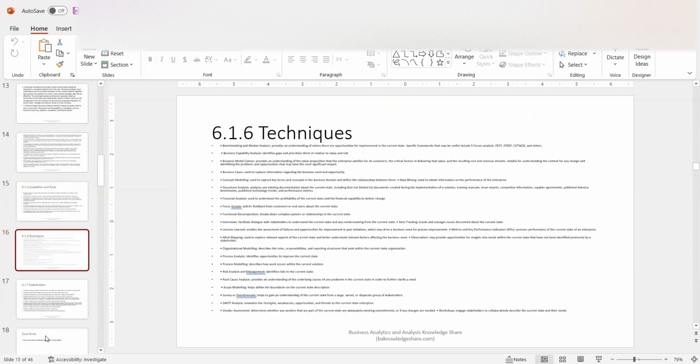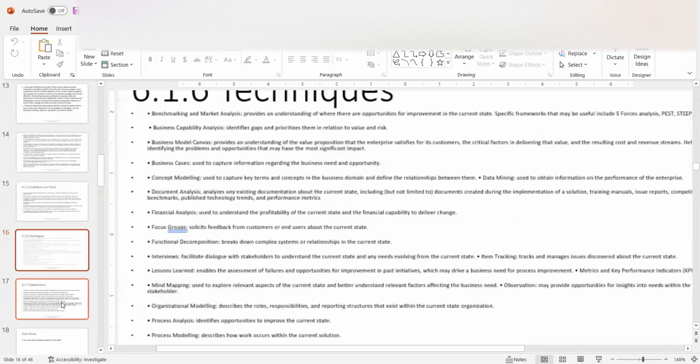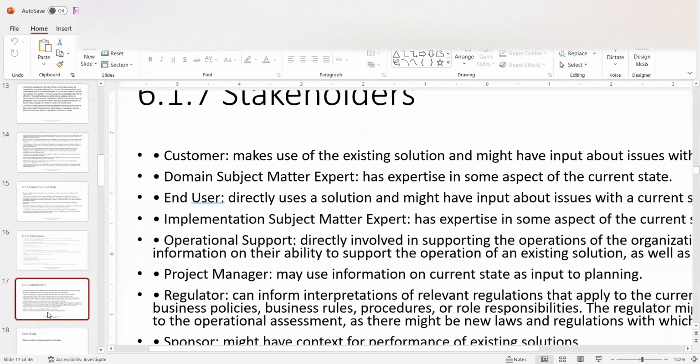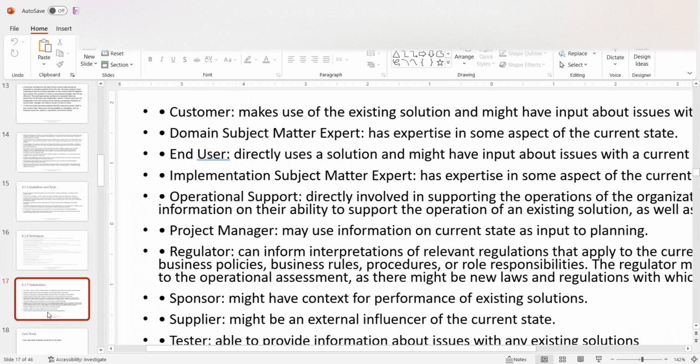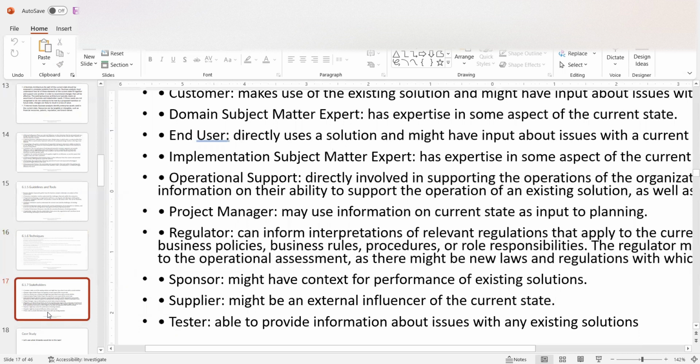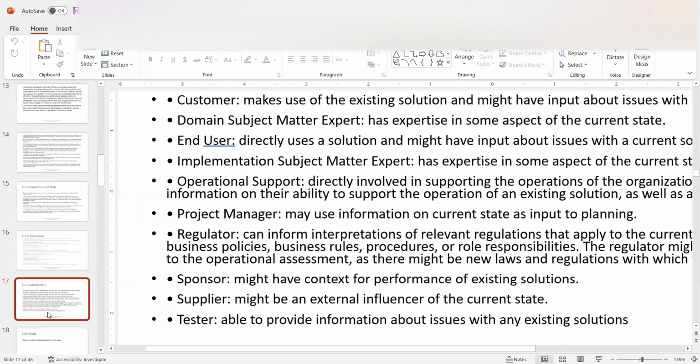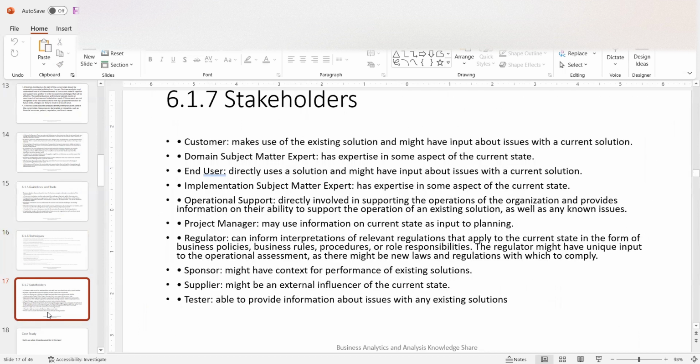She also considers various techniques like benchmarking, business capability analysis, business model canvas, and she also leverages many stakeholders here in that she interviews customers, domain subject matter experts, end users, implementation SMEs, operational support, project manager, regulator, sponsor, supplier, and tester. So that being said, this ends the first task within the strategic analysis chapter. And in the next couple of episodes, we'll cover the next few tasks within this chapter.